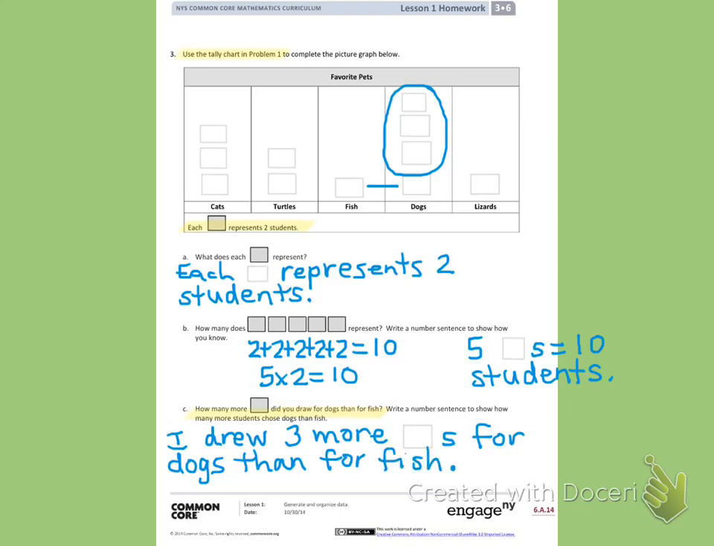The next part of the directions tell us to write a number sentence to show how many more students chose dogs than fish. Well, I know that 8 students chose dogs minus the 2 that chose fish is 6.